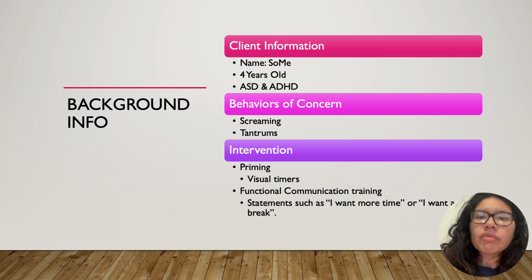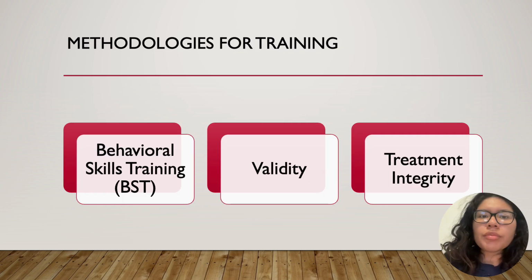With priming, we're going to be using visuals such as timers when transitioning from a preferred to a non-preferred activity. We'll also use FCT, so functional communication training, in which we will teach Somi to use communication via PECS boards to ask for more time with an item, or when she wants a break from a demand, or when she wants a specific item. So the methodologies of training that we're going to talk about is behavioral skills training, validity, and treatment integrity.